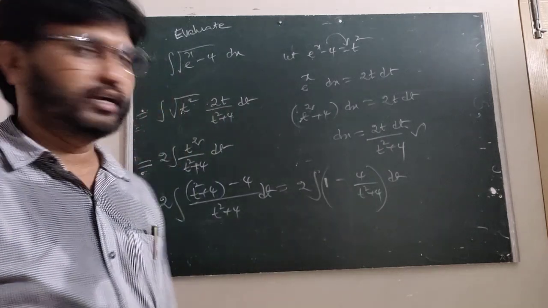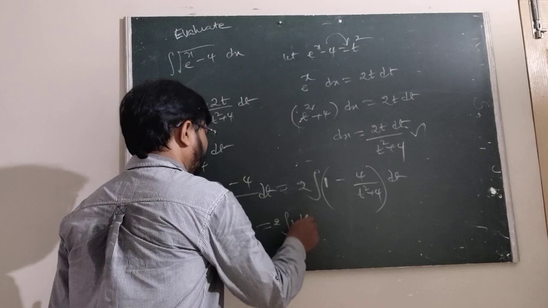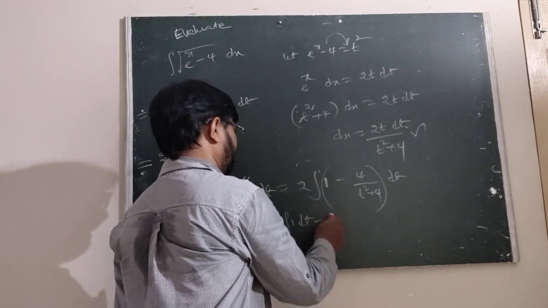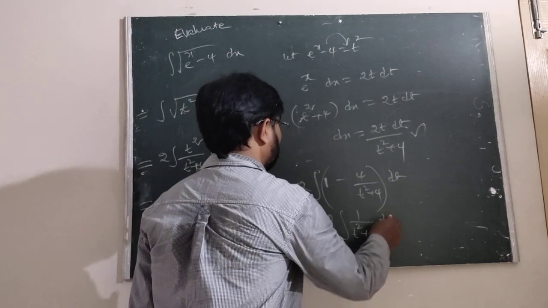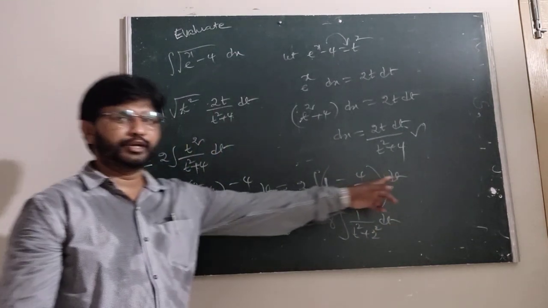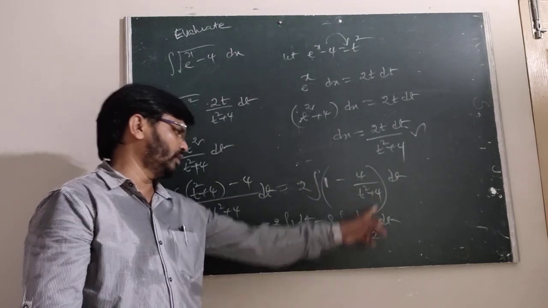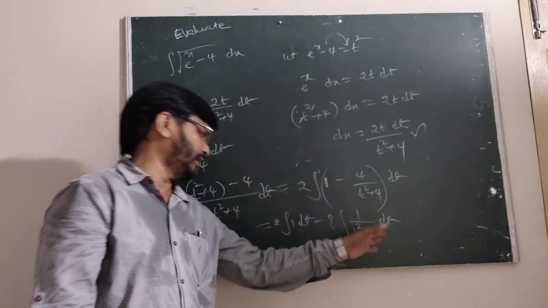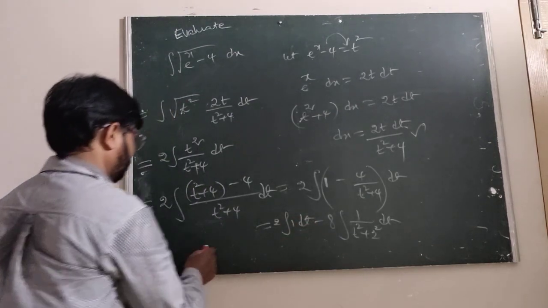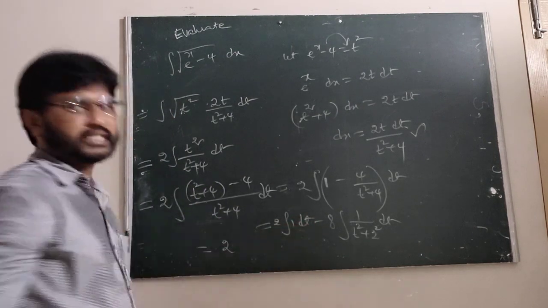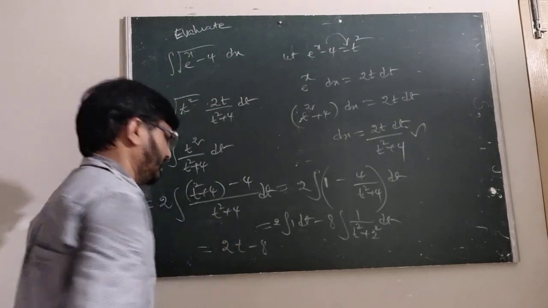After that we multiply with 2. Now we are getting 2 into the integral of 1 dt, minus 8 times the integral of 1 by t square plus 2 square dt. The integral of 1 into dt is t. After that, 2 into 4 is 8, and 4 is 2 square. So we get 2t minus 8 times the integral of 1 upon t square plus 2 square dt.